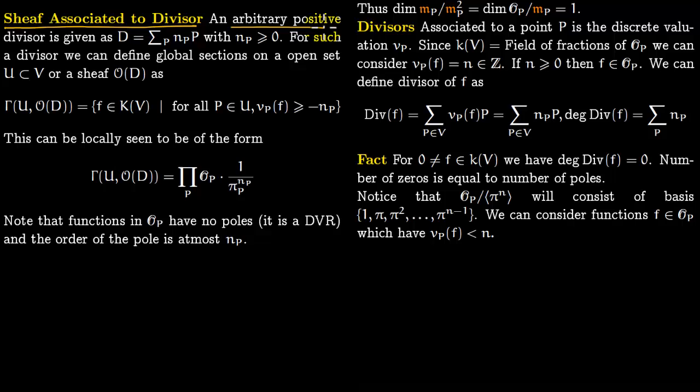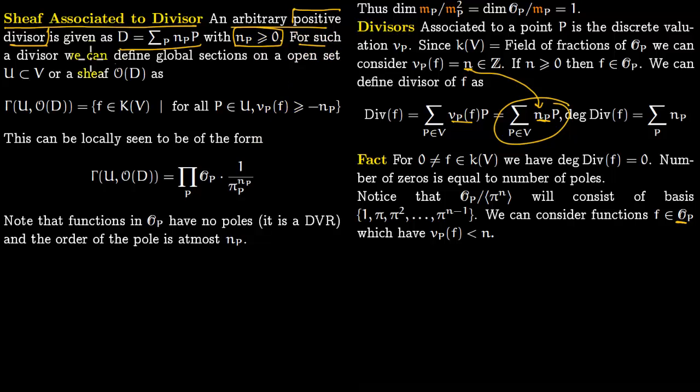So an arbitrary positive divisor is given as D equals this summation. We're just copying this right here. Notice how the valuation became this integer, because valuation is always an integer. This integer came right here, and now we are making this into a divisor, but we are saying n_P is greater or equal to 0 because we are taking a positive divisor. So basically this divisor lives on the stalk O_P, because only then can this n_P be greater or equal to 0.